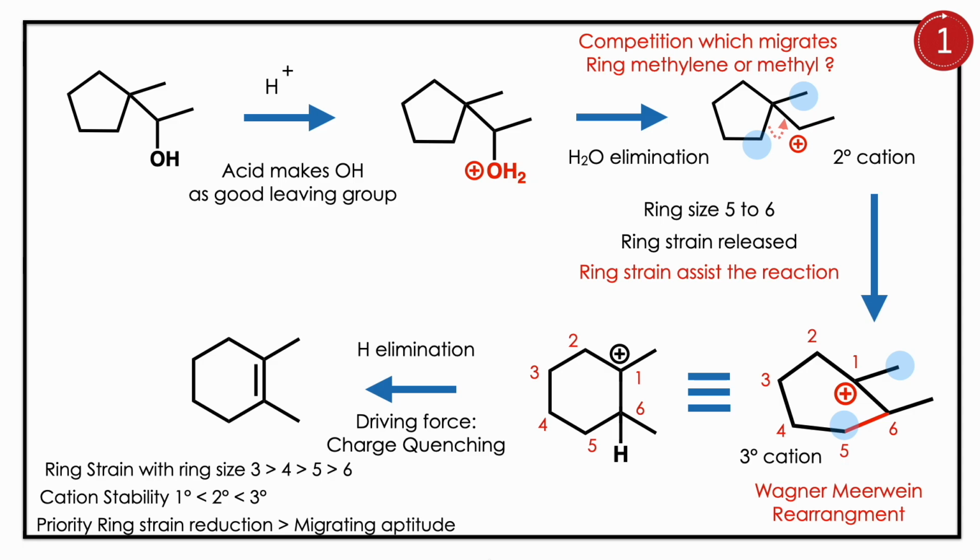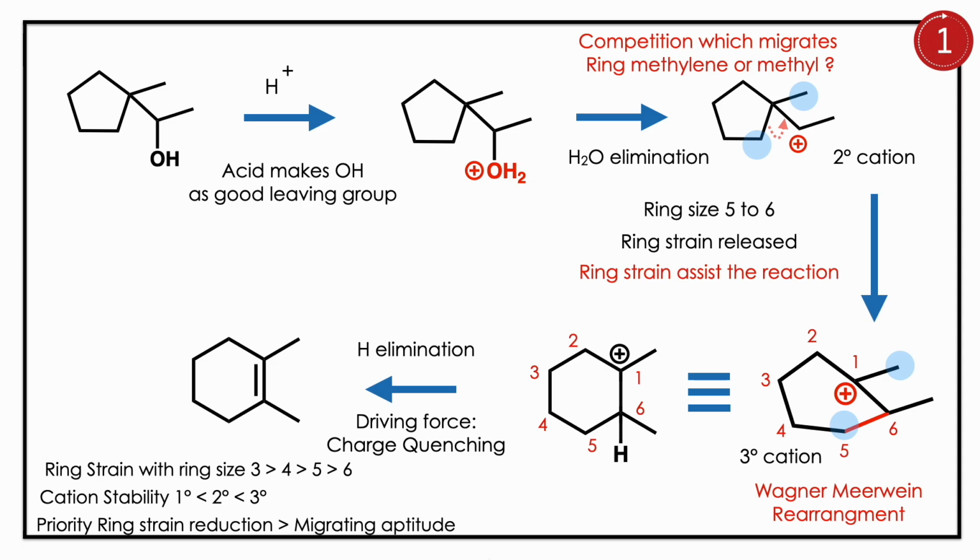Then you have the question of which group migrates: whether the methyl group migrates to create the cation, or the ring expands. We have already seen that charge quenching is much more important than cation stability. So the 5-member ring will open, and a 6-member ring forms. So finally you have a 6-member ring with a tertiary cation.